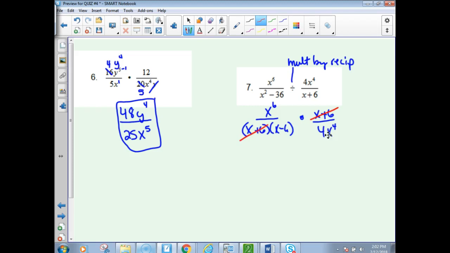Okay. Then I can cancel an x to the 4th into the x to the 6th would be x to the 2nd. And it looks like I'm done there. So I've got x to the 2nd on top and 4 times x minus 6 on the bottom. In case that was unclear, this was x minus 6. And you don't have to redistribute the 4. I'll take it factored.